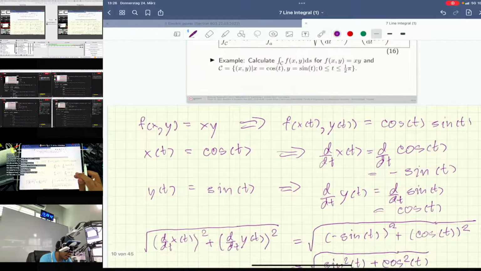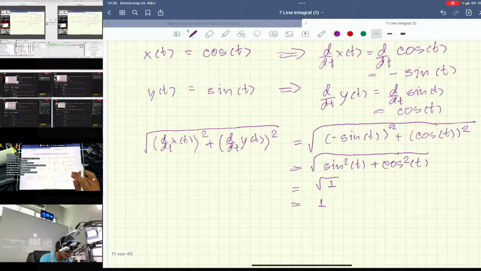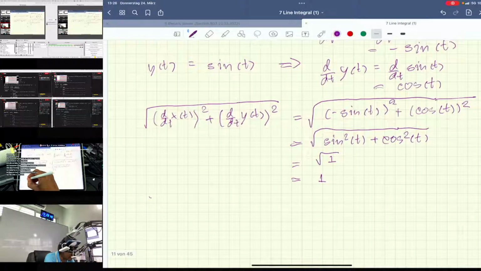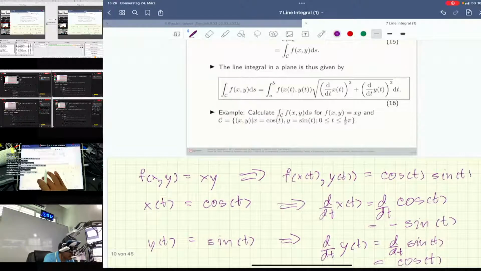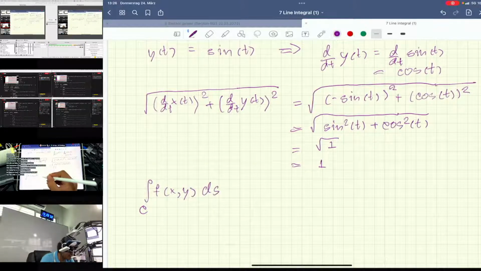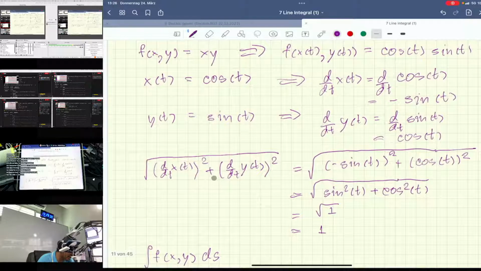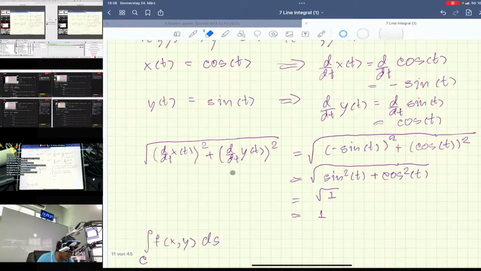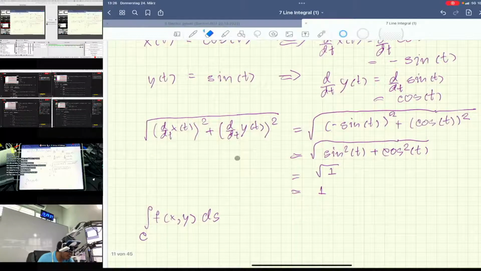Okay, we got that, and now it's time to substitute that into the line integral. Integration along the curve C of the function f(x,y) ds along the curve. Please note that this is the line integral for the scalar function, so that's why we have the scalar function f(x,y) here. It's not a vector function.